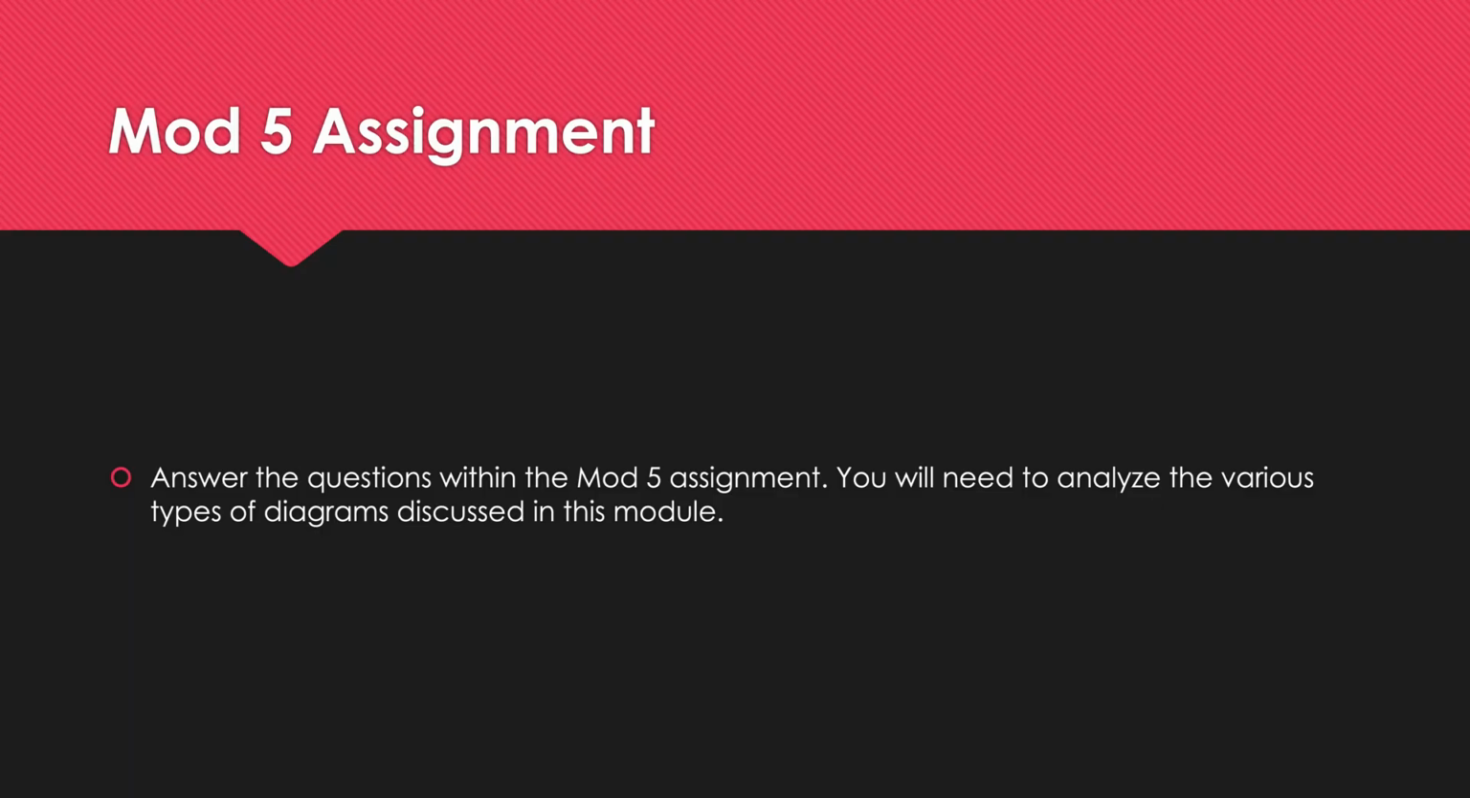So that's it for this week. We covered the remaining evidences of evolution and how we show relationships between species. So you're going to answer the questions within Module 5 and analyze the different diagrams that I give you.